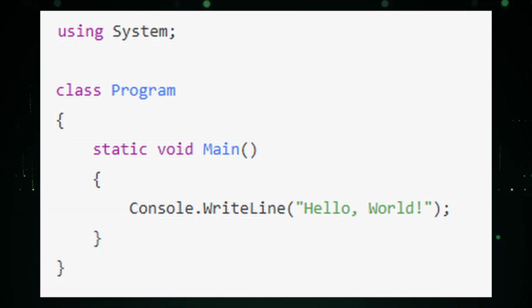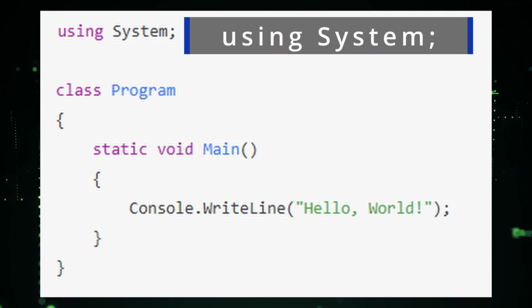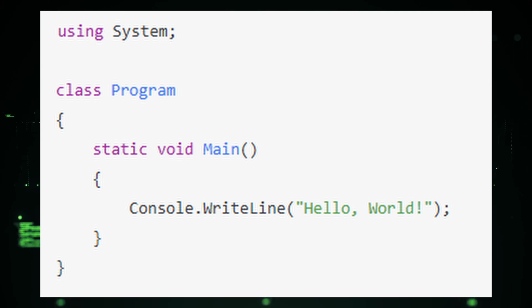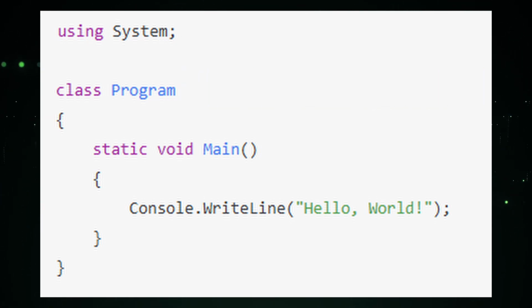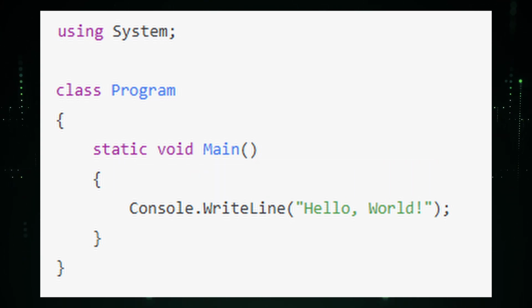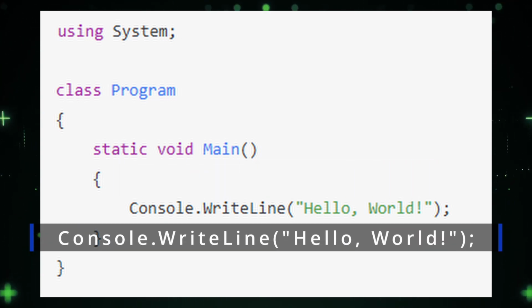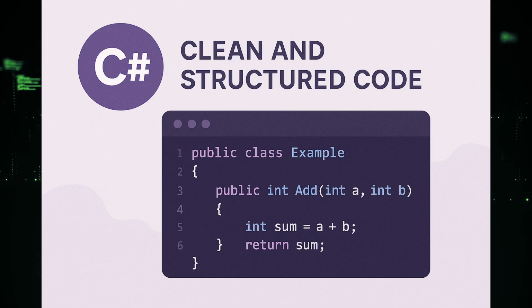Now, let's look at a simple C# program. This small program does a lot. Using System tells the compiler we are using built-in .NET libraries. Class Program: everything in C# lives inside a class. Static void Main: this is the entry point of every C# application. And inside, Console.WriteLine("Hello World") simply prints the text Hello World.